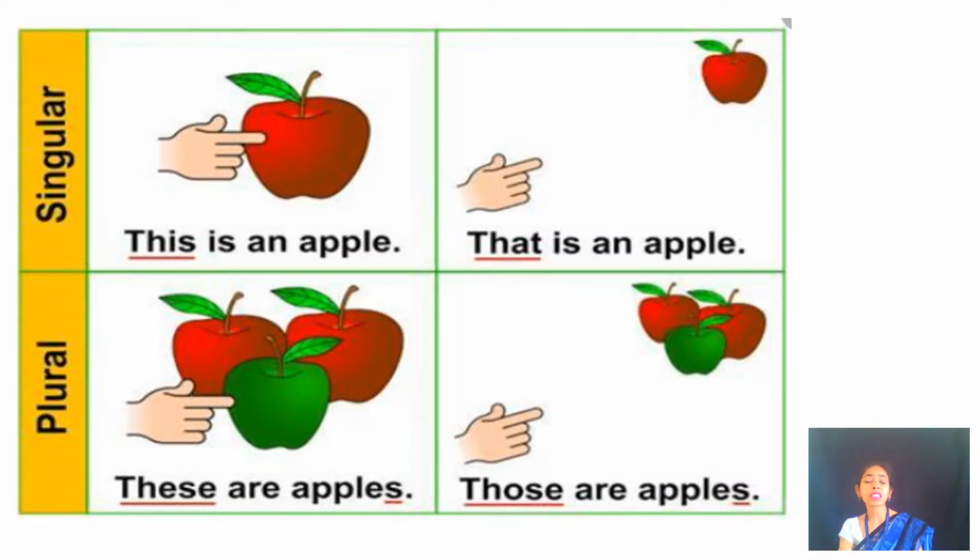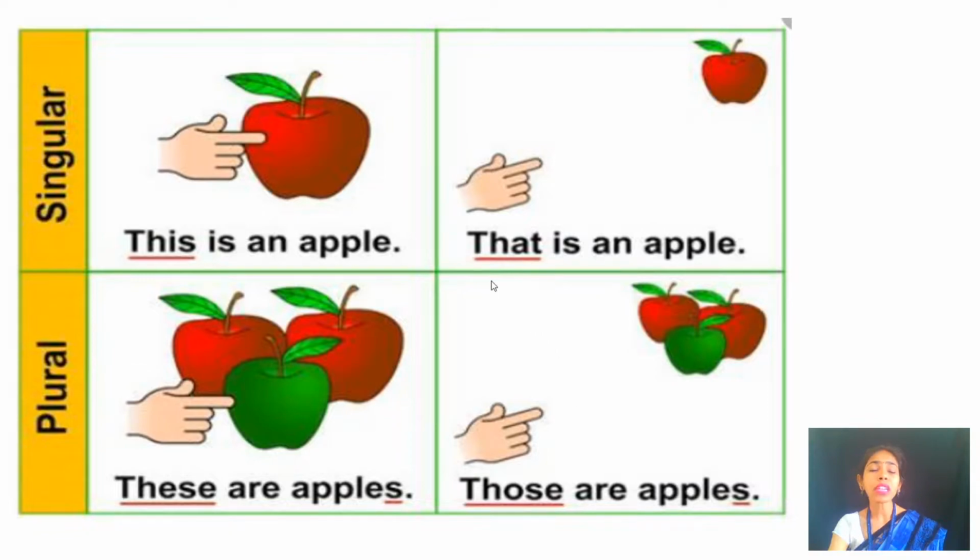और these के साथ क्या लगेगा? are लगेगा. This के साथ is, these के साथ are. याद रखेंगे, just pronounce it nicely. This, these. This को हम जल्दी से बोलते हैं और these को हम थोड़ा सा long stress करते हैं. These, right? Now let us know the use of that and those.